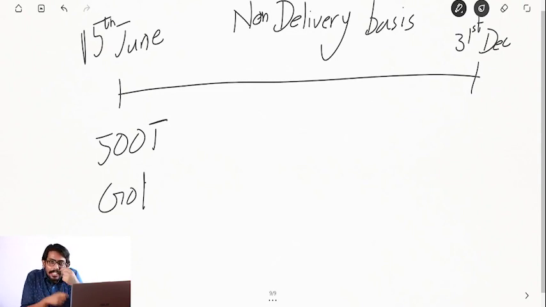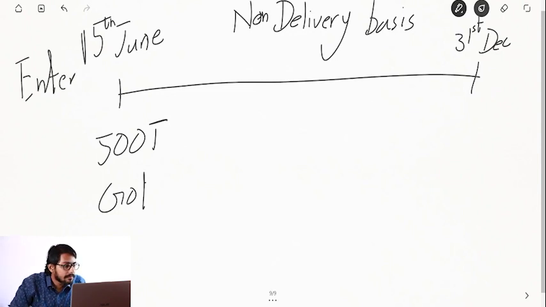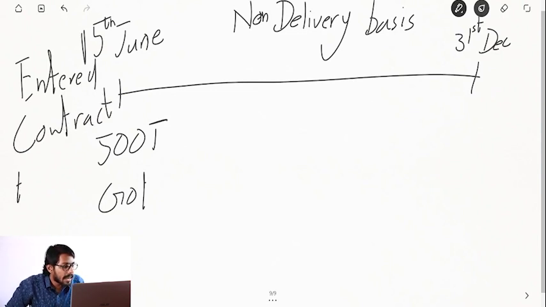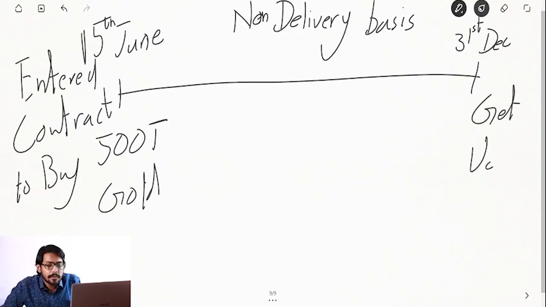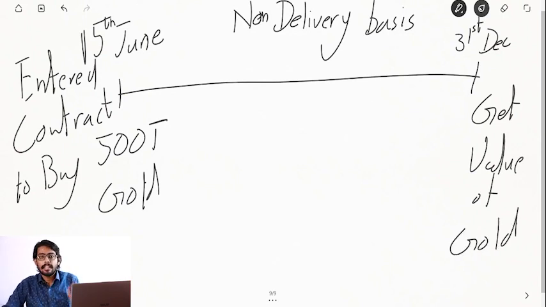Or in other words, now pay attention to the terminology. Original terminology. On 15th June, you have entered a contract to buy 500 tons of gold. That is the original terminology. You have entered into a contract to buy 500 tons of gold. And on 31st December, you will get the value of gold. This is the original terminology.